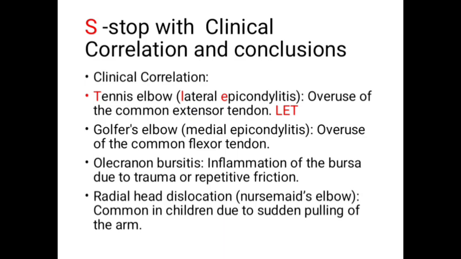Then golf elbow is medial epicondylitis, with involvement of the common flexor muscles. We have olecranon bursitis. We also have radial head dislocation, which is seen in nursemaid's elbow, common in children due to sudden pulling of the arm.